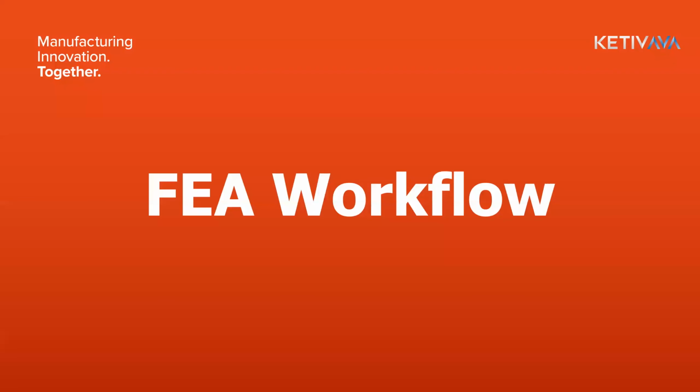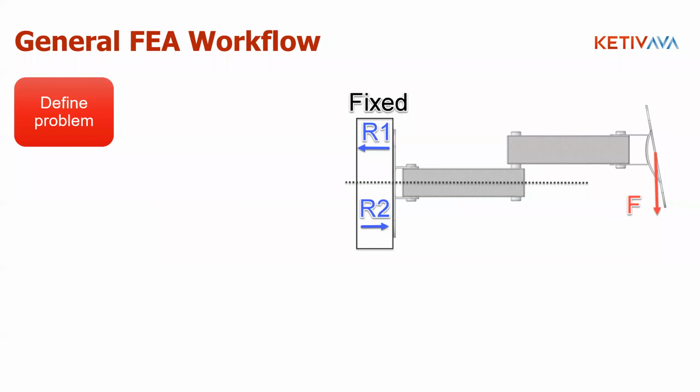So let's walk through the FEA workflow and how we can get started with Ansys. We first define our problem. That is, writing a free body diagram and understanding how we're going to apply our boundary conditions and our loads. Over here, you see the structural member being fixed on the left side, and on the right side, I apply a load.